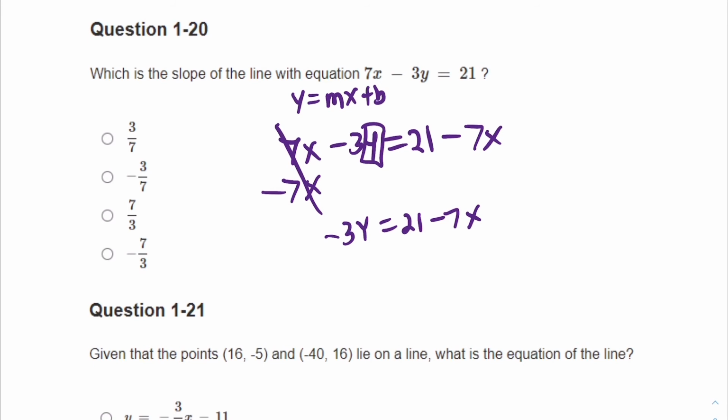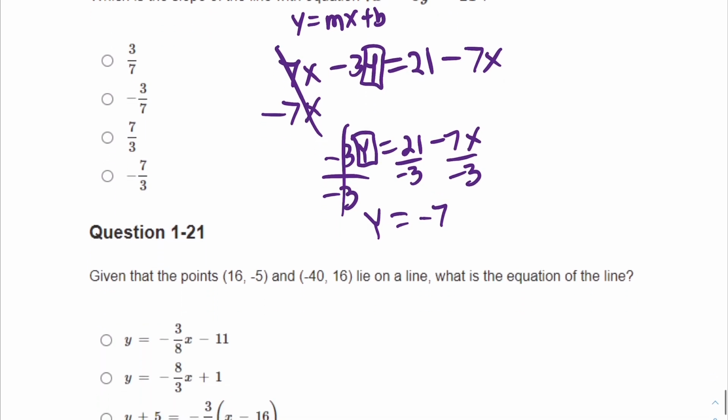Only have one more step. We want y by itself, so that means we're going to get rid of that negative 3 in front. Since the negative 3 is multiplying, we're going to divide by negative 3. That makes y by itself. 21 over negative 3 is negative 7. 2 negative signs make a positive 7/3 of x. For mx plus b, the slope is whatever is multiplying x, which is 7 over 3.